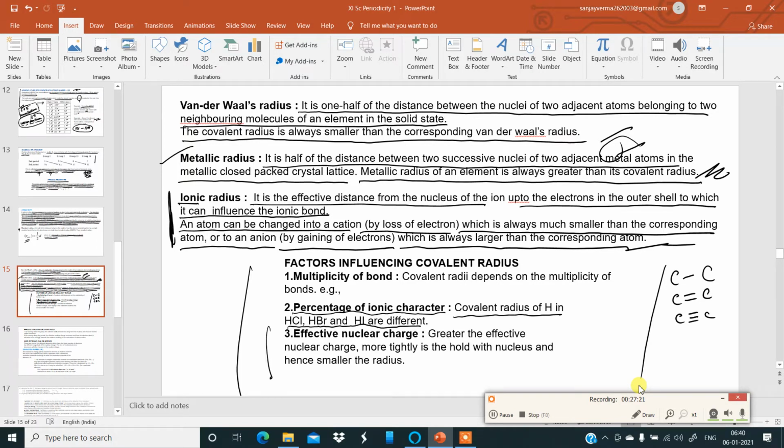Then moving to number 3, the effective nuclear charge. Greater the effective nuclear charge, more tightly it will be held to the nucleus, and hence smaller will be the radius. Keep that in mind. These are some factors which are going to influence the covalent radius in this chapter.